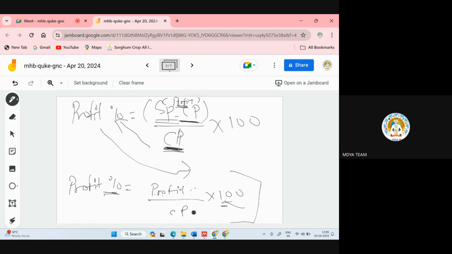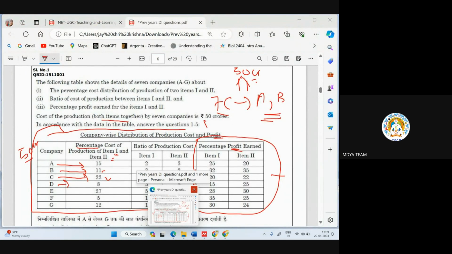Now, if you are given the profit percentage and the profit, but you are not given the cost price, then what you will do, you will shift the cost price here and profit percentage this side. So you will get the formula to calculate cost price. Understood?